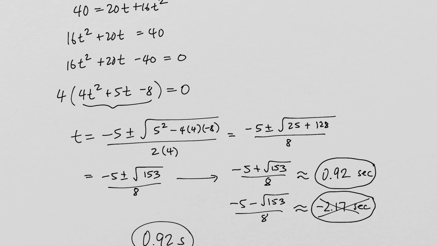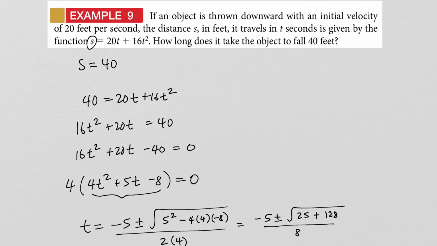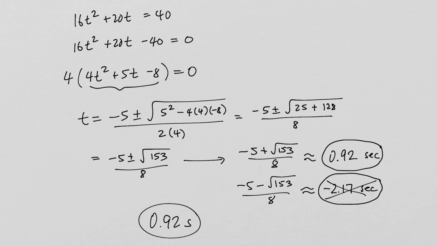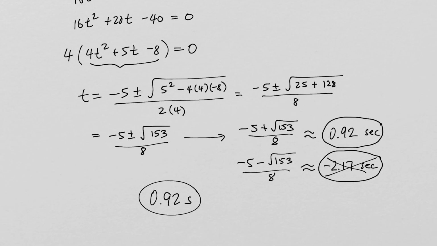So if you throw an object at a speed of 20 feet per second downward, how long is it going to take to go 40 feet? It's only going to take 0.92 seconds. And that concludes this video lesson.